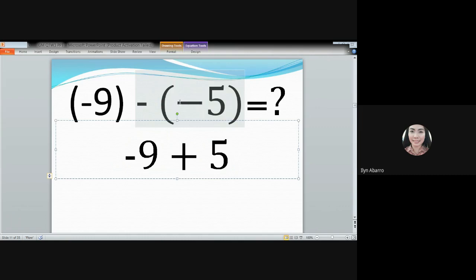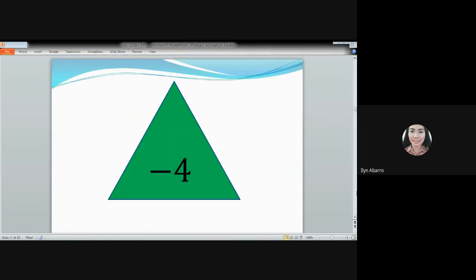So then, this negative 5 will become positive 5. So then, it will become negative 9 plus 5. In addition of integers, so if the given has unlike signs, so we're going to subtract their value and use the sign of the greater number or the bigger number. So 9 minus 5, that is 4, and we use negative as their sign because 9 is the greater number. So our answer is negative 4.